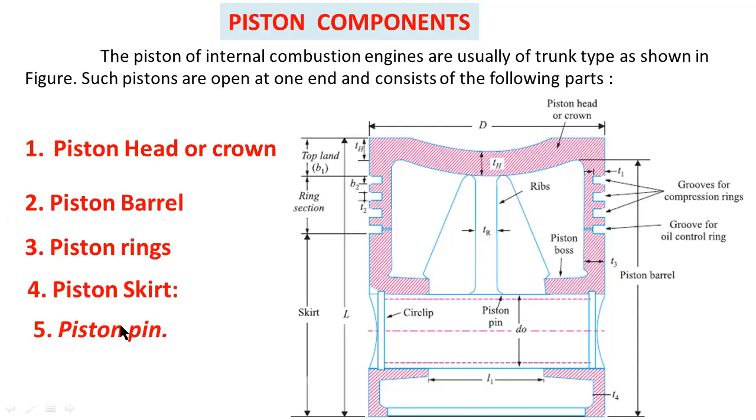Piston skirt. This is the lower part of the piston rings. The lower part of the piston is called the skirt. The skirt acts as a bearing for the side thrust of the connecting rod on the walls of the cylinder. And this horizontal rod is called a piston pin or gudgeon pin. It is used to connect the piston to the connecting rod.